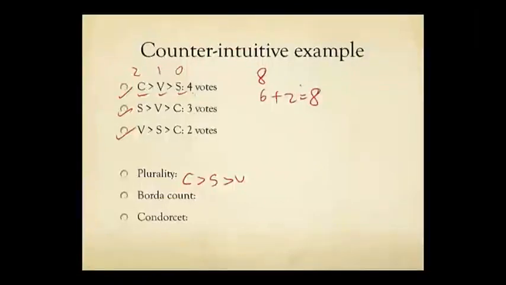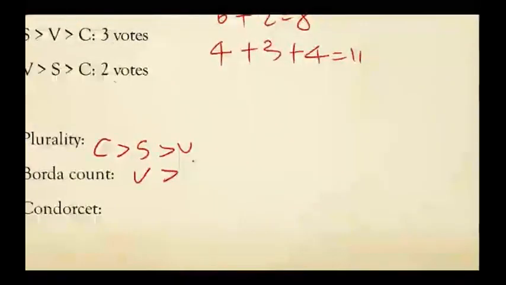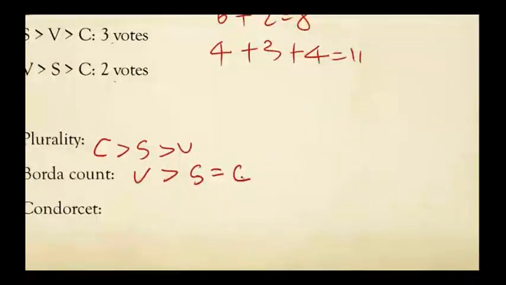It's a tie. And vanilla got 4 votes with 1 point, 3 votes with 1 point, and 2 votes with 2 points. So you get 11 points. And therefore, vanilla is better than strawberry equals chocolate. They're tied.